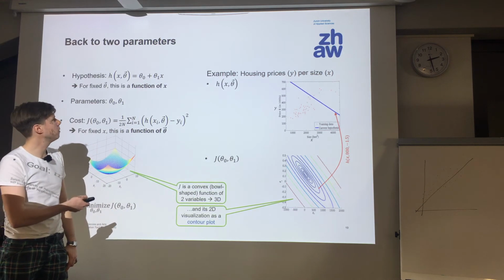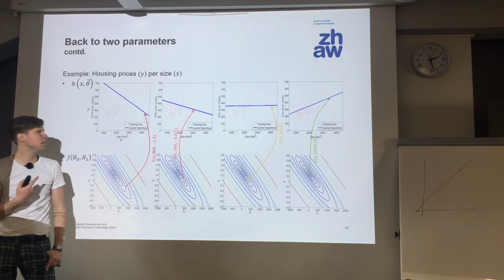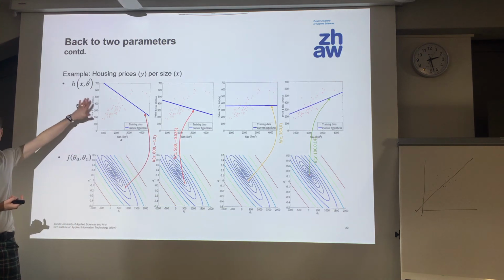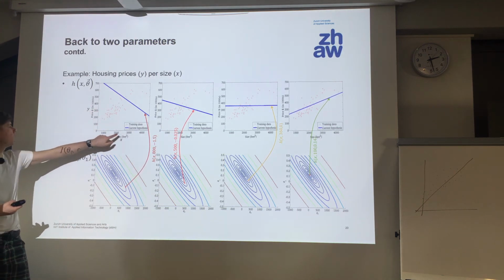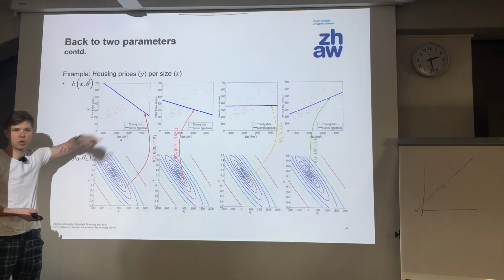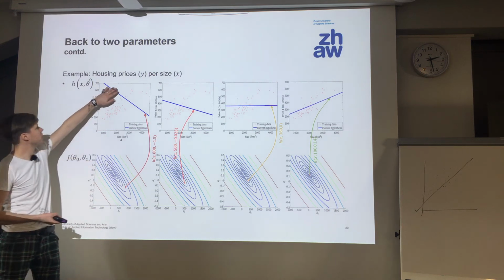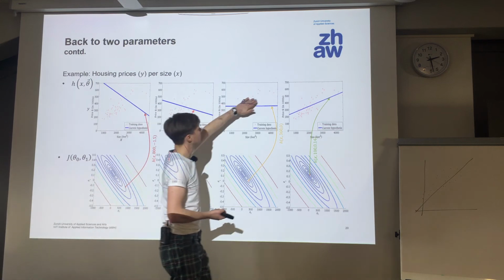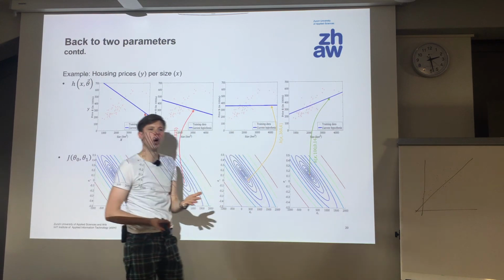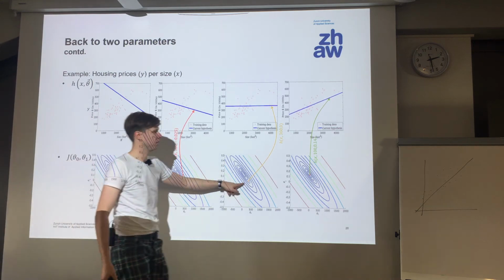Again, let's do the same thing we did on the last slide for 1D, now in 2D. The example here is a little bit different. We have the size of houses and the price of houses. These are the data points. You again want just to fit a straight line to it. What is shown here are different instances of the straight line and the corresponding points on the loss surface.